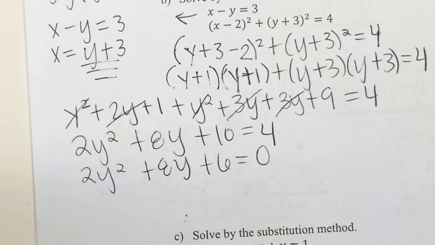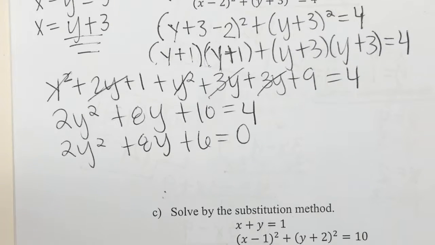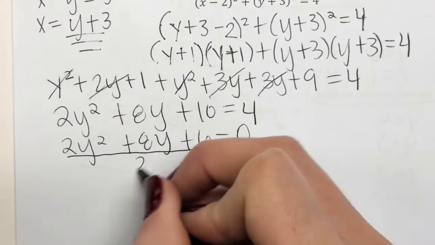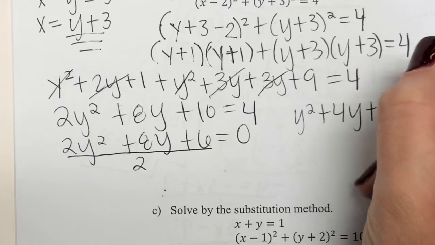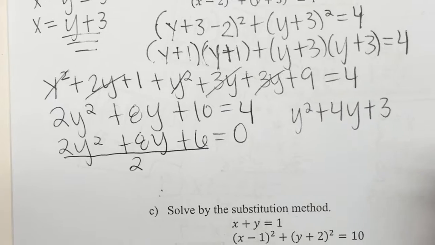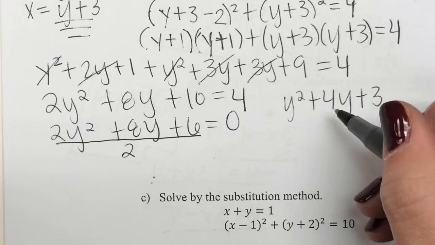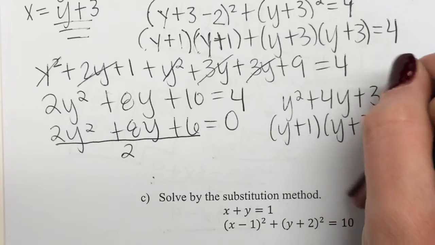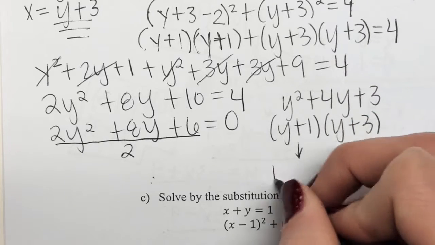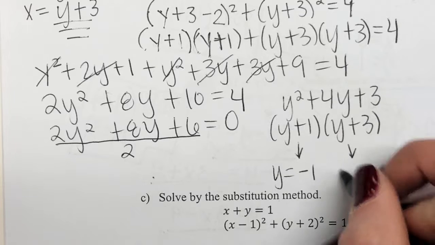Alright, before we start factoring and all that, what could we do to make our lives easier? Take out what? Everything by 2. 2 out of everything, okay? It's not going to change our answer. It's going to make it easier for us when we factor. So if I take a 2 out of everything, that's going to give me what? y squared plus 4y plus 3. Very good. And now it's really easy to factor. What are factors of 3 that add to be 4? 3 and 1. Good. So it'd be y plus 1, y plus 3. So my 2 y's are what? Negative 1 and negative 3. Very good.